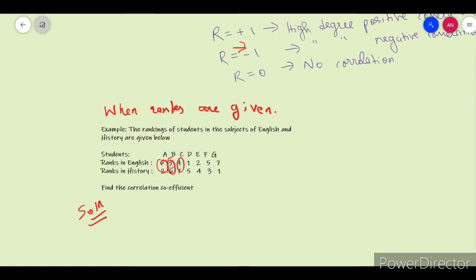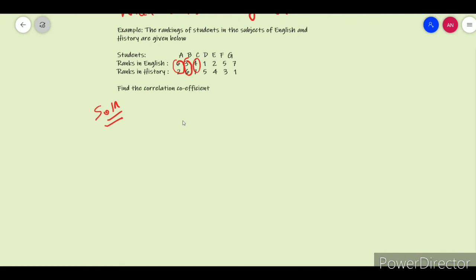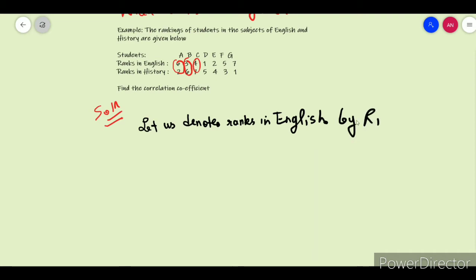So how do we find the rank correlation? Let us denote ranks in English by R1 and the ranks in history by R2.